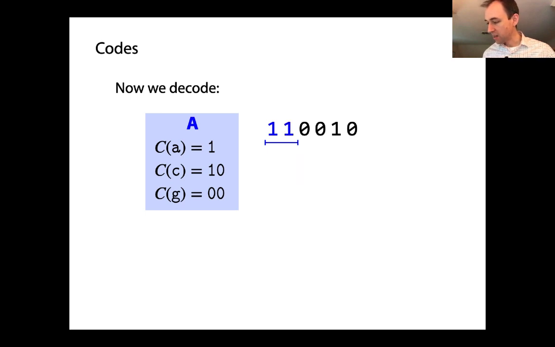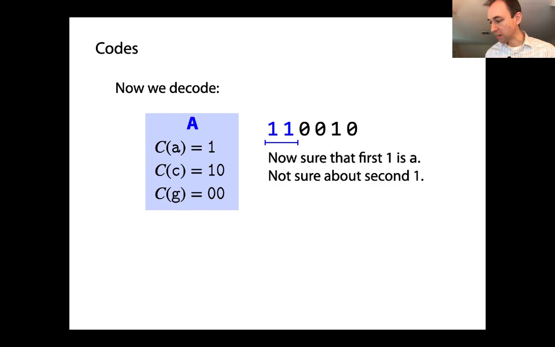Can't tell yet. Okay. Now that I can see the first 2 characters, I can tell that first one must have been the code for A. So now I know I have an A, and the A is followed by, well, it could be an A or a C. I don't know yet. So I'm sure that the first one is an A here. I'm not so sure yet about this second one. It's either an A or it's part of a C.